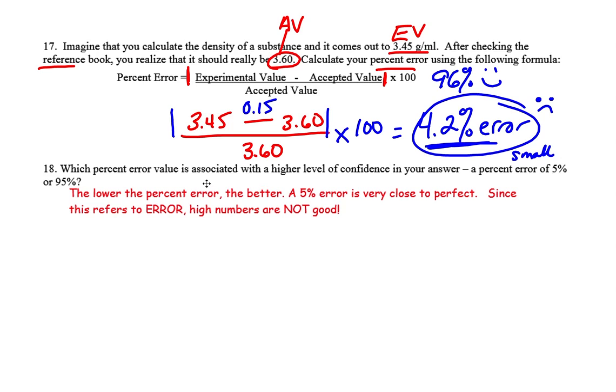It says, which percent error value is associated with a higher level of confidence? Percent error of just 5 or 95? 5 means you only have a little bit of error. 95 means you got a ton of error. That's not good. 5% error means we did it right 95% of the way. But if I have a 95% error, that means I only did it right 5% of the way. So that's not very good. So the lower the percent error, the better, closer to 0. It'd be awesome if you got 0% error. That means no error, high confidence in your answer, everything.